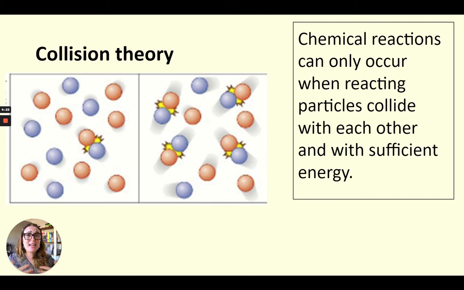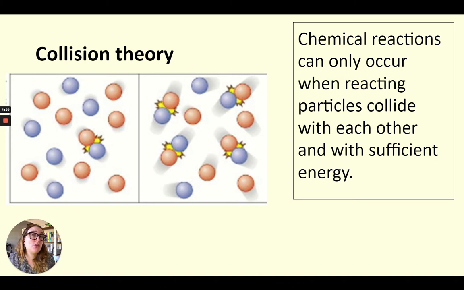Now, in order for a chemical reaction to take place, particles need to collide. And not only do they need to collide, they need to collide with sufficient energy to make the reaction happen. So a proper definition of collision theory is that chemical reactions can only occur when reacting particles collide with each other and with sufficient energy.